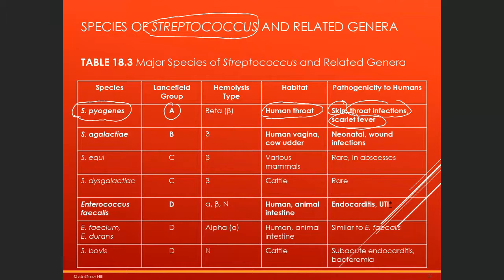Streptococcus agalactiae is group B, also beta hemolysis. Their habitat is usually the genital area, like the vagina. They can cause problems to neonatal babies and also cause infection to wounds. Strep equi, this is C type, in mammals. Agalactiae is also in animals. So these two are the ones causing disease in humans.